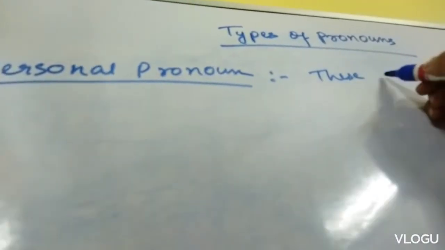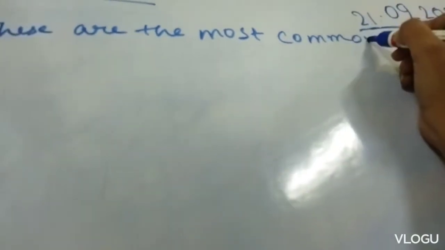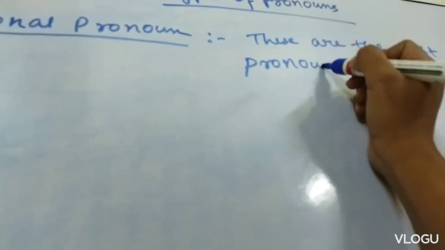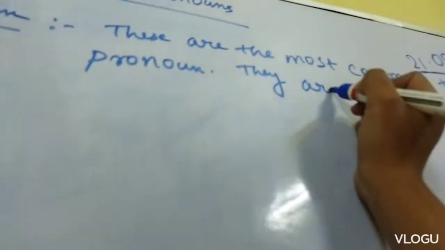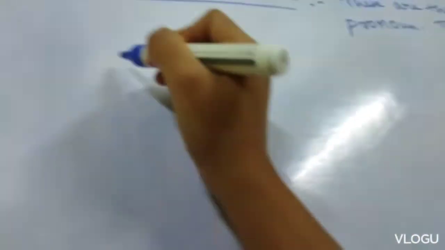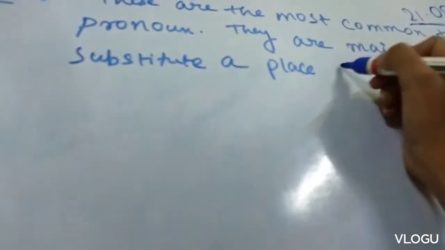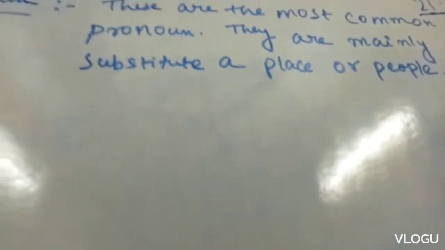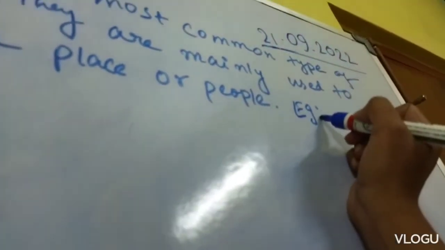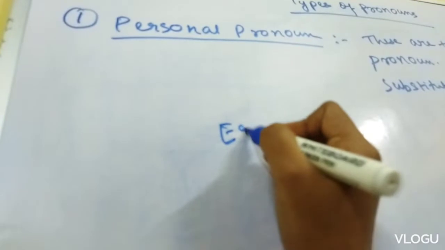So what is a personal pronoun? These are the most common type of pronoun. They are mainly used to substitute a place or people. Okay, what are they? They are mainly he, she, it, etc. Okay, let us take examples in sentences.